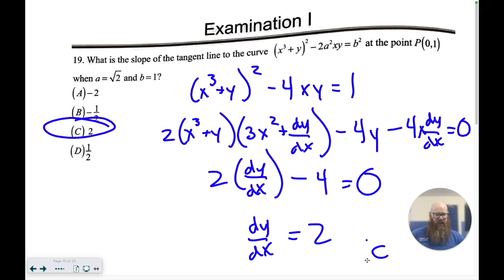All right, so the takeaway here is when you're doing implicit differentiation, if you are finding the derivative or the slope at a specific point, just plug in the point right away after you take the derivative, and then the algebra becomes a lot easier, rather than having to FOIL and distribute and do all that work to get dy dx by itself, to then plug in the point and get the same answer.